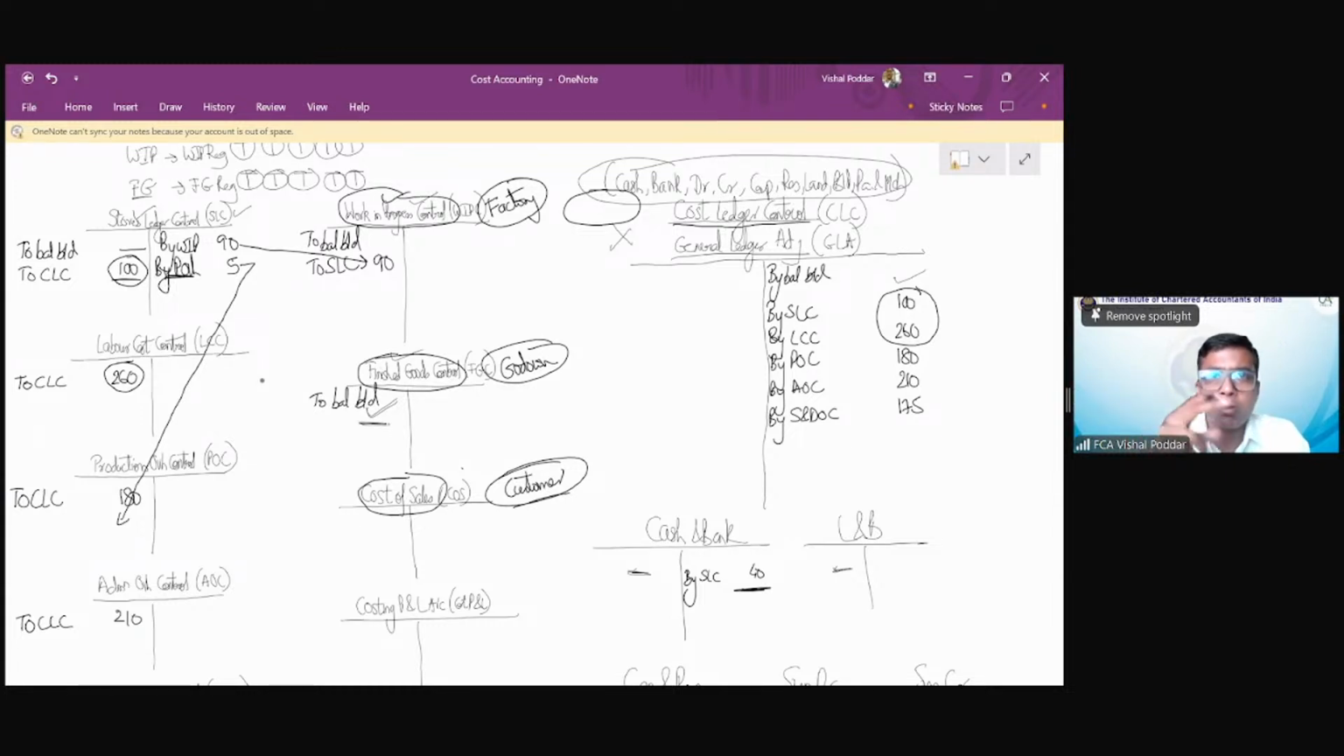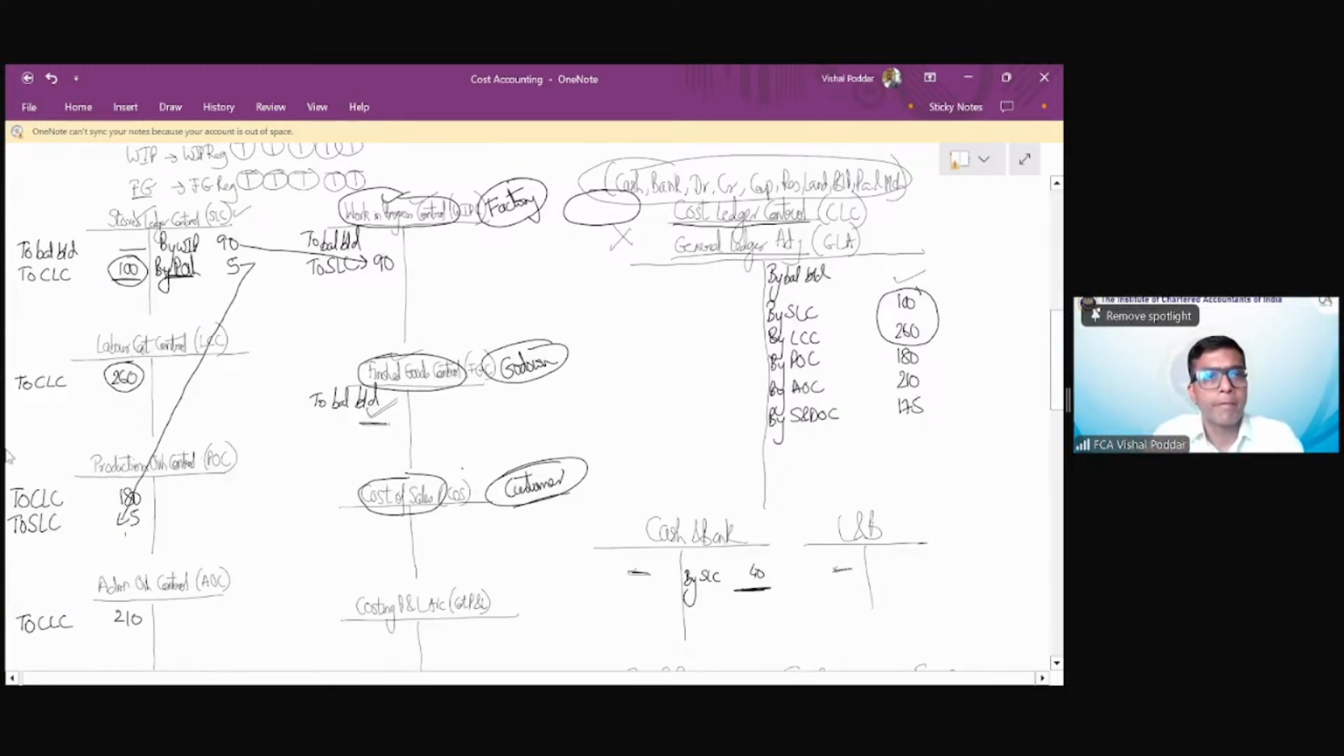Had this repairs been of delivery van or something related to your selling and distribution function, I would have transferred this to S&D. But if nothing is given, we always assume that it is relating to the factory repairs, that is repairs happening in some of the factory related items. So we transfer it to production overheads control. So here comes 2 SLC 5.